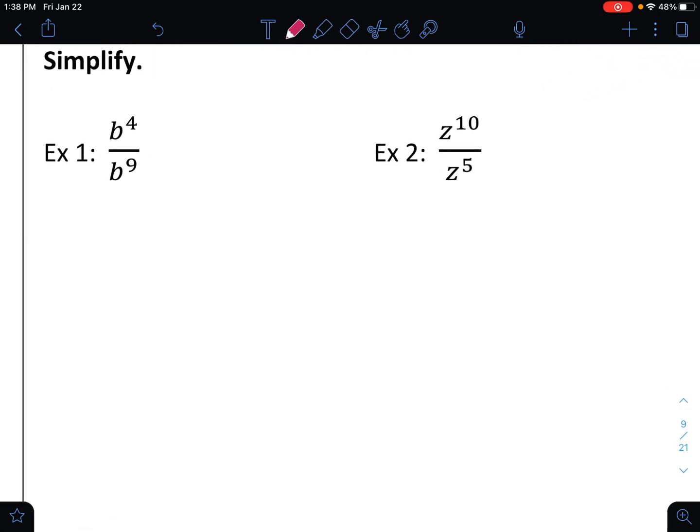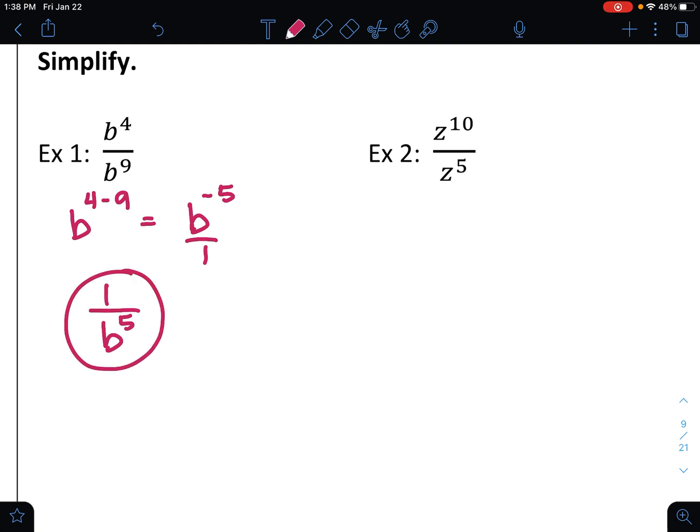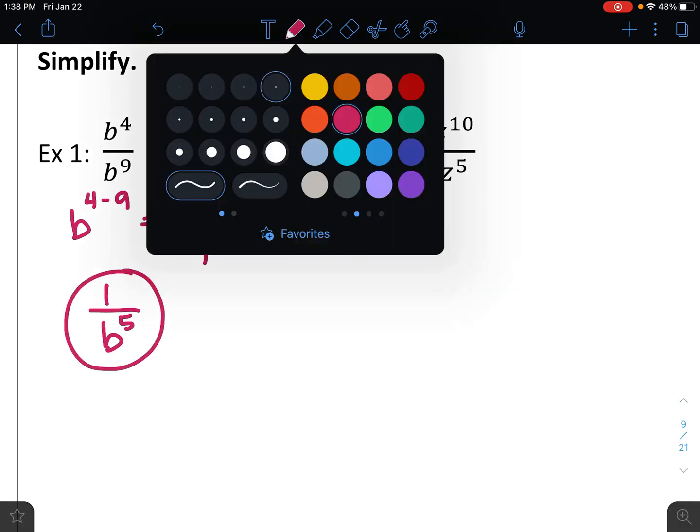All right, b to the 4th over b to the 9th. Step 1, let's just work through the rule first. All right, so that would be b to the power of top power minus bottom. So 4 minus 9 is negative 5. And so I can't leave a negative power, so I have to do the reciprocal. So the answer is 1 over b to the 5th.